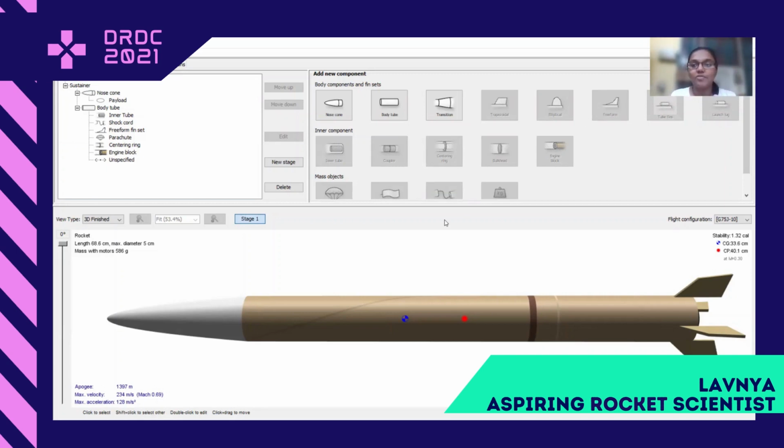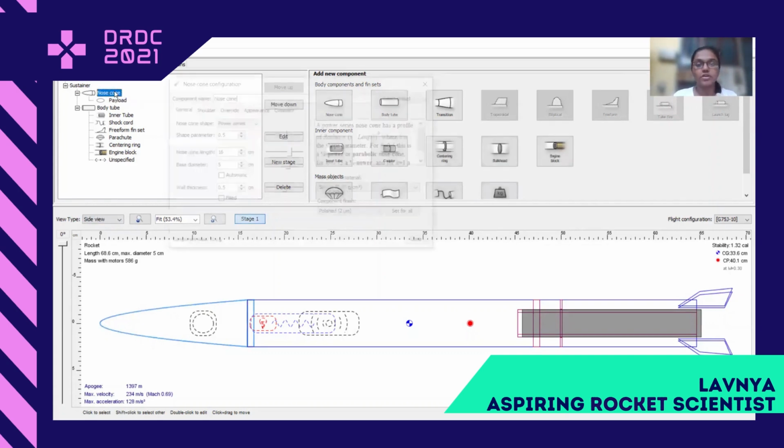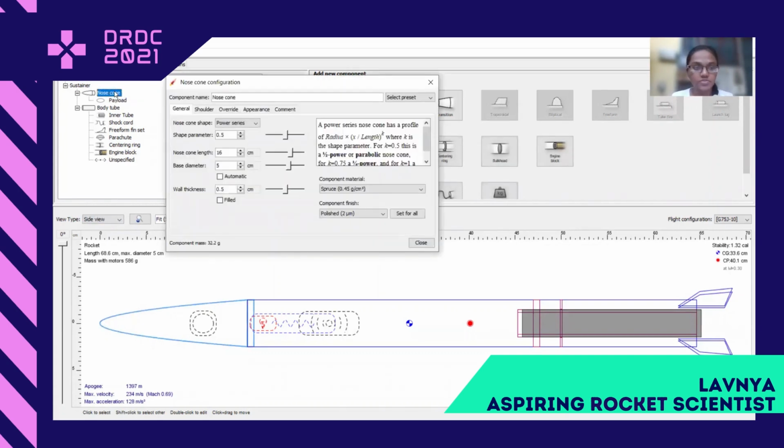Here I have presented a 3D finished model rocket design. Now let's get into the side view. Yeah, so this is the side view of my model rocket. Okay, so now let's get into the nose cone. We'll look into the specifications first.